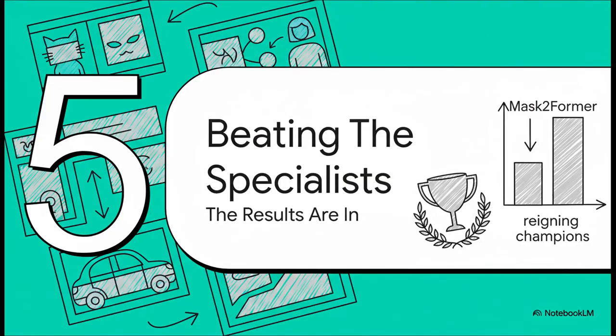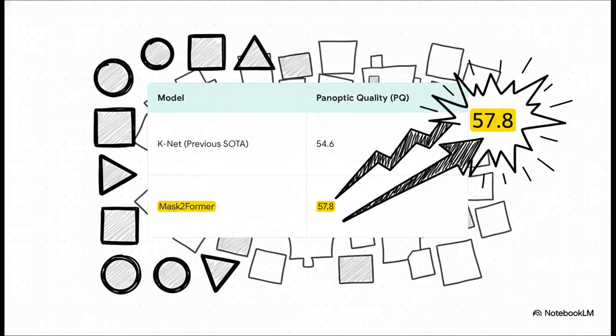All right, so the theory is solid, the ideas are clever, but what about the proof? Does the data actually back this all up? Let's check out the results and see how Mask2Former really stacks up against the champs. Okay, first up, panoptic segmentation. That's the do-it-all task, remember? The score they use here is called panoptic quality, or PQ. It basically measures how well the AI labels stuff and separates it. The old record was a 54.6. Mask2Former comes in and just smashes it with a 57.8. That's not a small improvement, that's a giant leap.